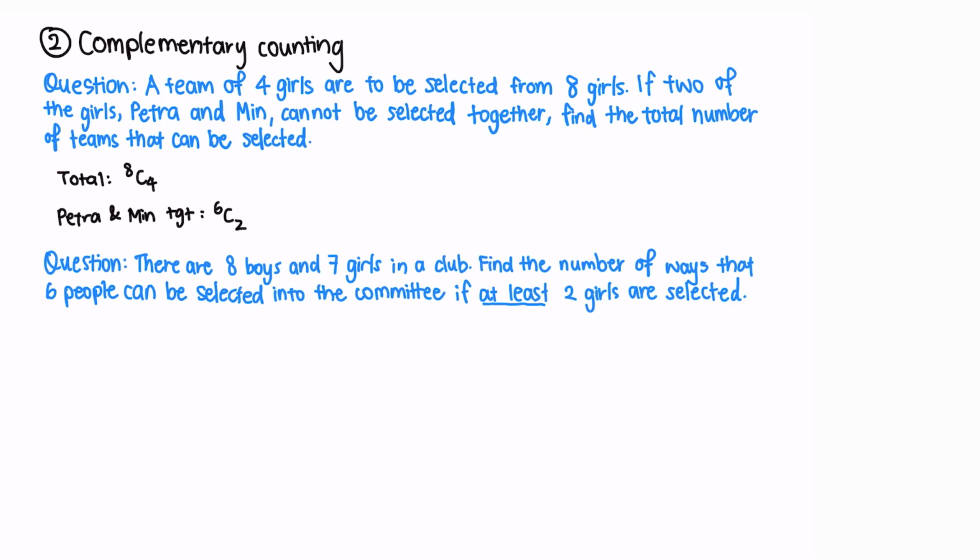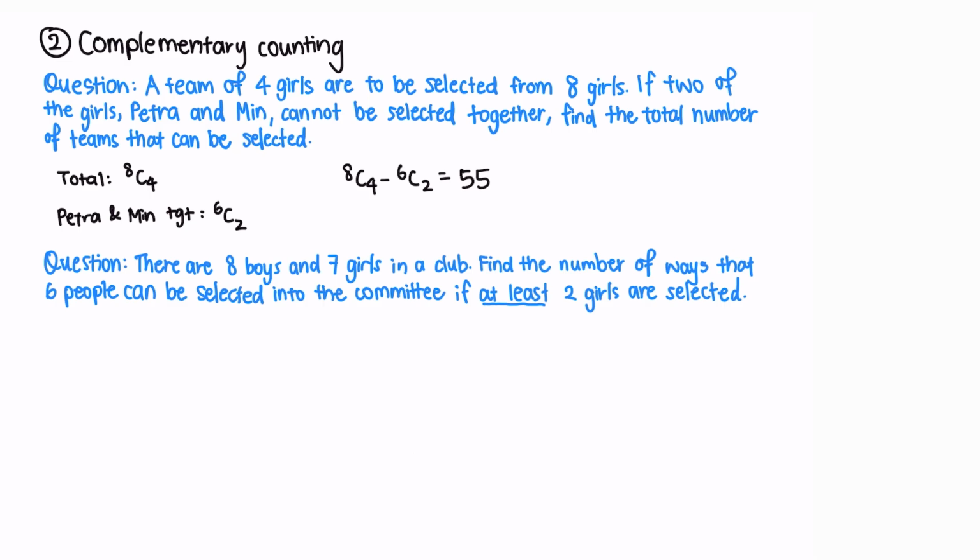So again, since them being not selected together is the complete opposite of them being selected together, if we take the total minus the ways that they are selected together, this will give us the ways that they are not selected together, which is 55.